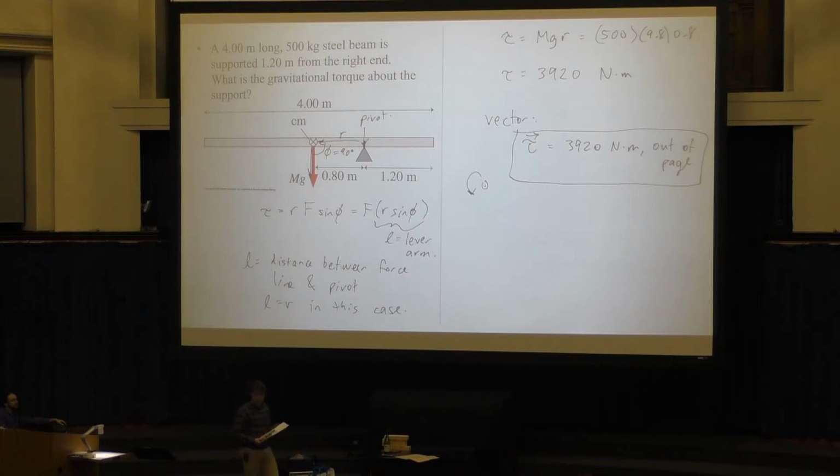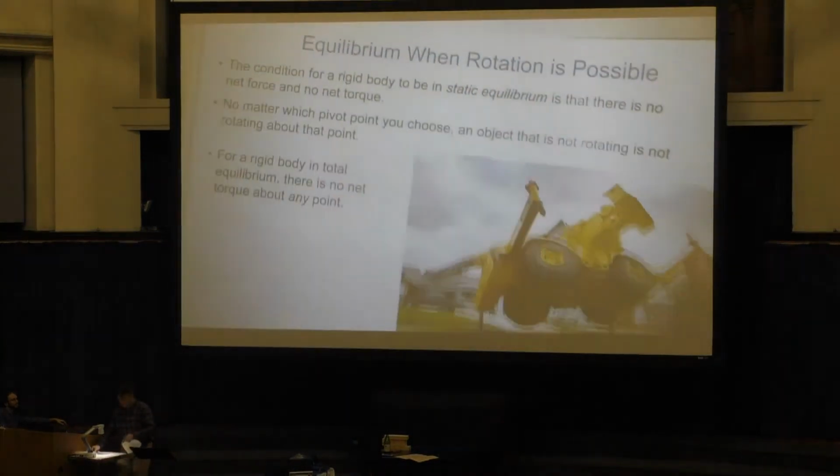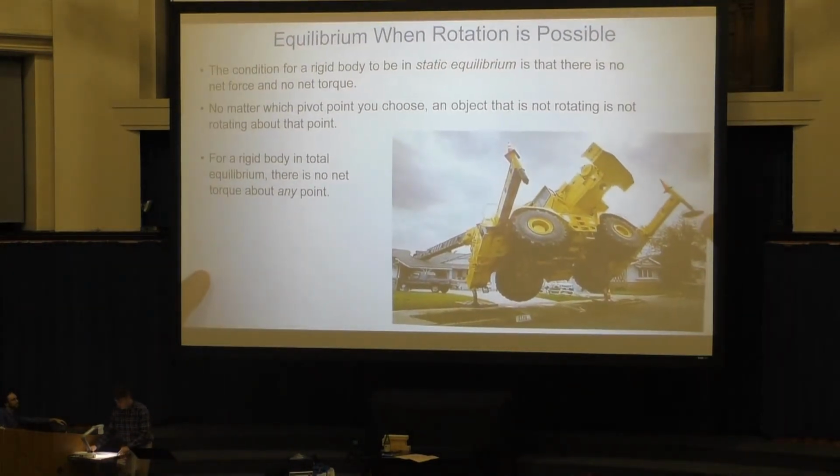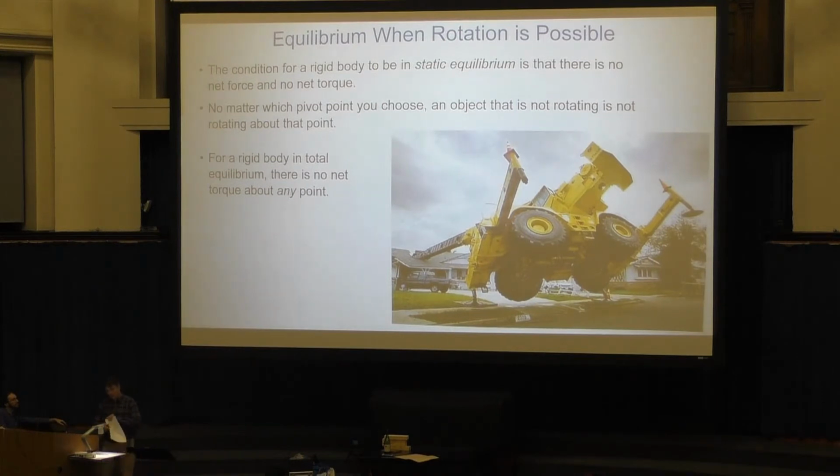So moving on, where this comes up a lot is in static equilibrium problems. True equilibrium, or static equilibrium, means that it's not moving, which means that it's not accelerating either in the y direction or in the x direction. And in addition to that, it doesn't have any angular acceleration.